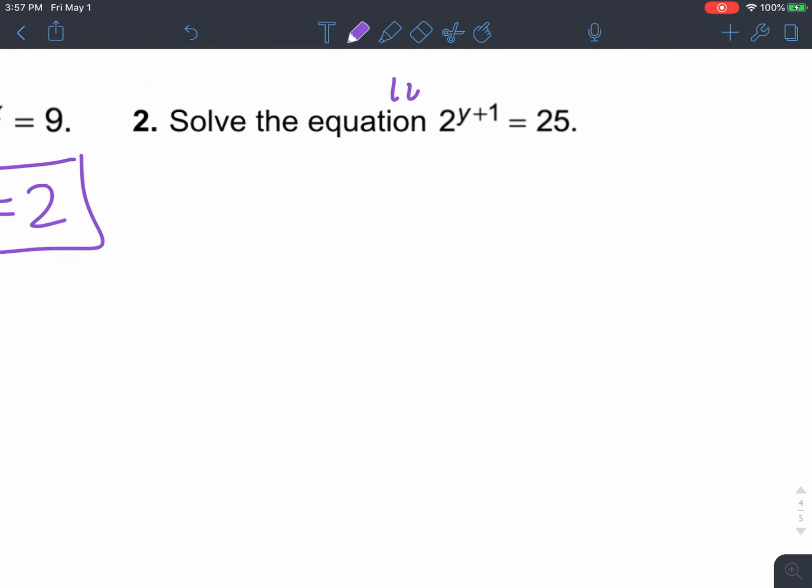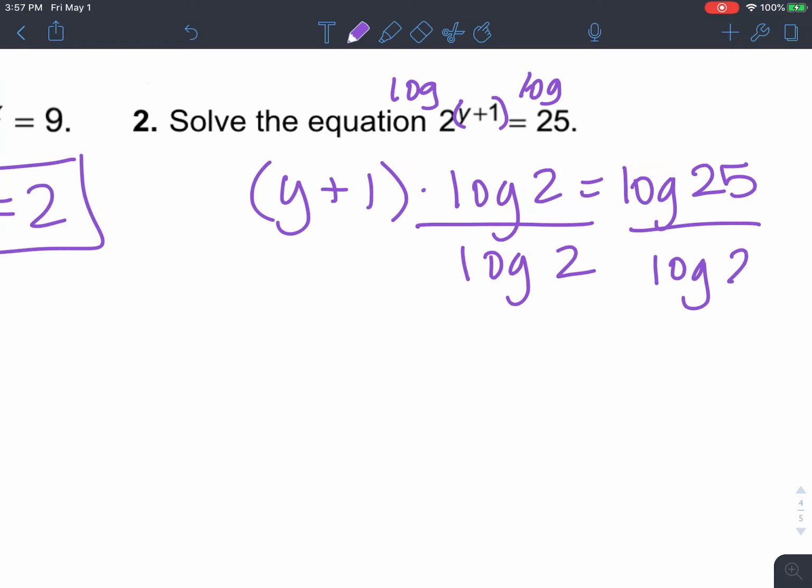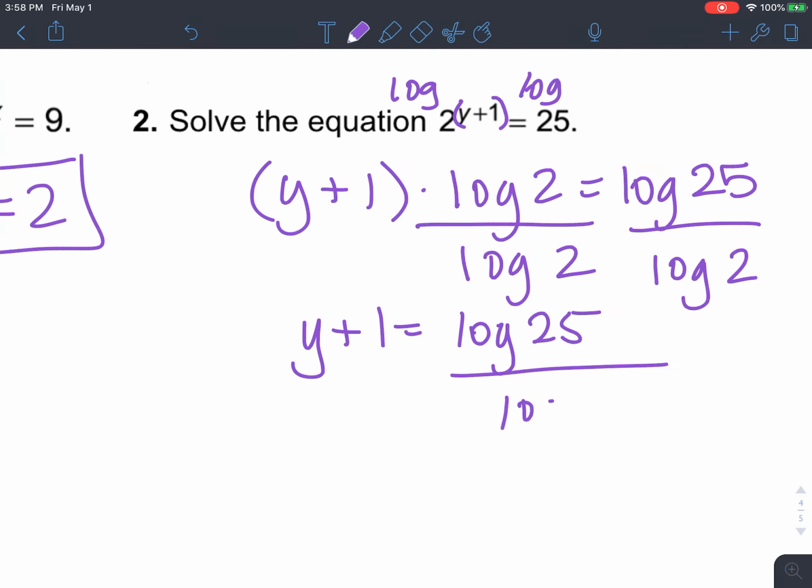Okay, here I would take log of both sides. So this is the exponent, so the exponent's going to come down in front. Keep it in parentheses, times log 2 equals log 25. Now, this one's a little trickier. What I would do now is divide by log 2. You could also distribute, but I don't really recommend that. So now we have y plus 1 equals log 25 over log 2.